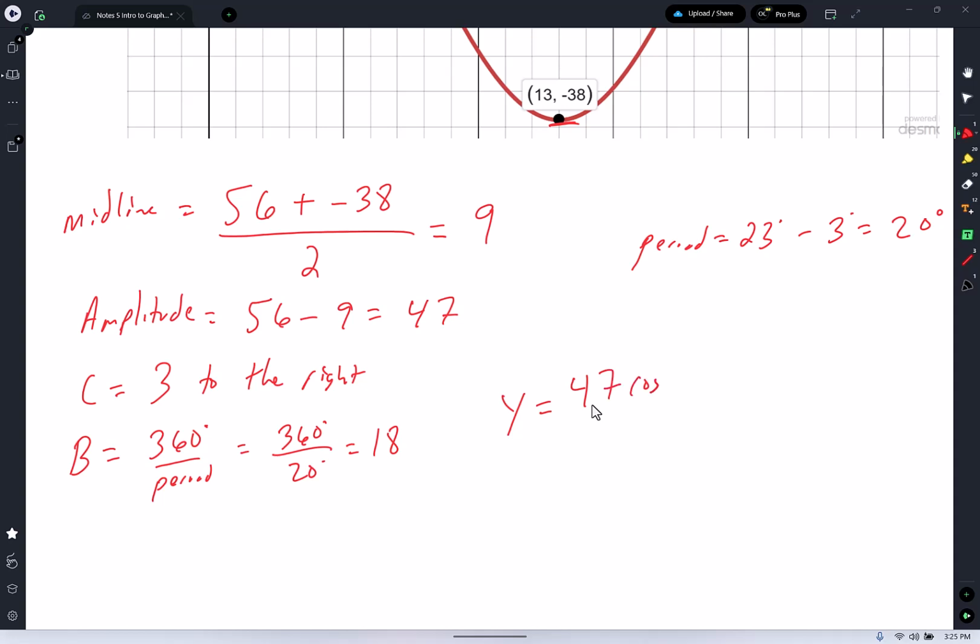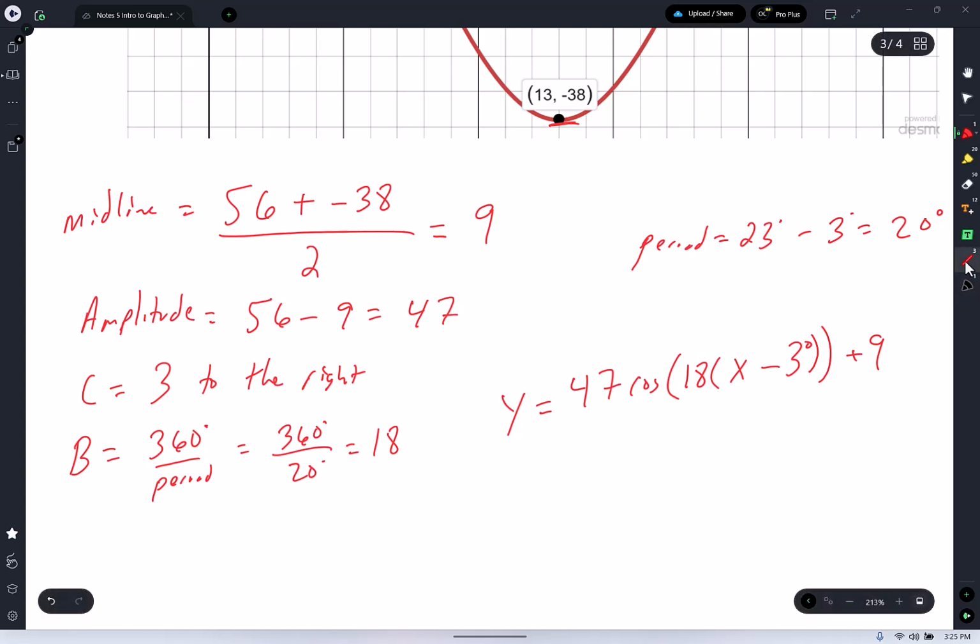47. And I'm using cosine. 18 parenthesis x minus, or x minus or x plus? Minus x minus what? 3 degrees. Close it twice. And then what's your midline? 9. Are we ready to test it to see if that's our graph?